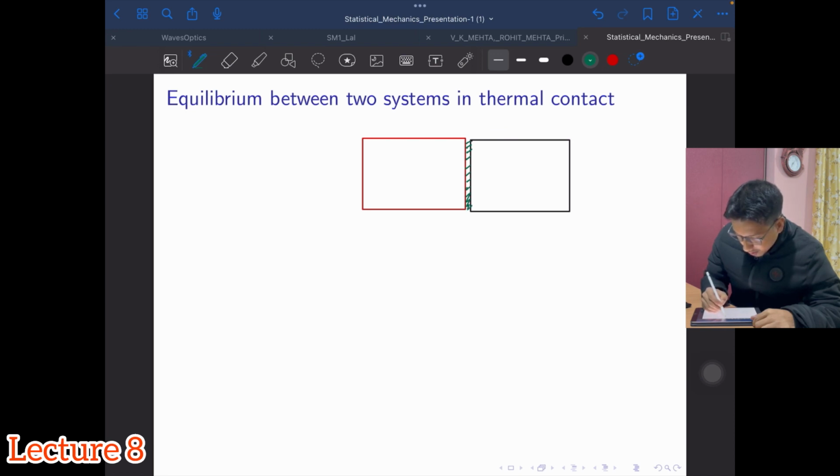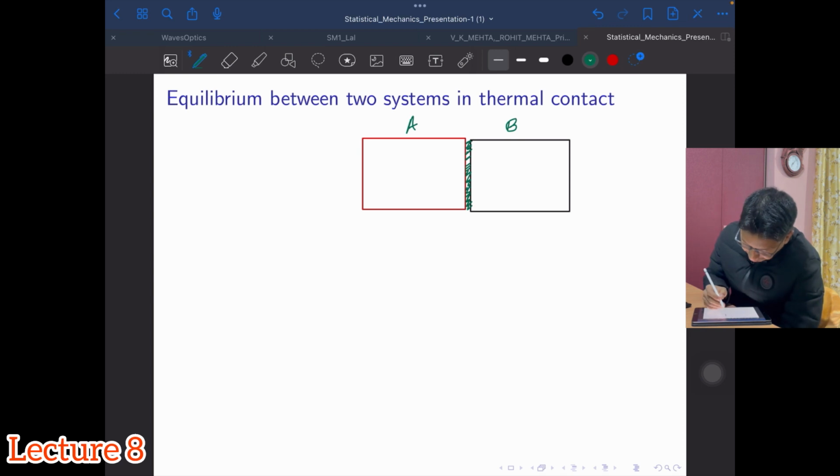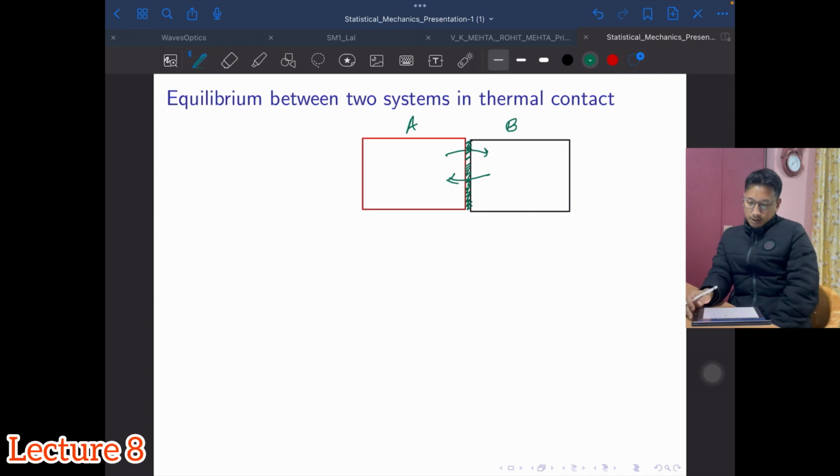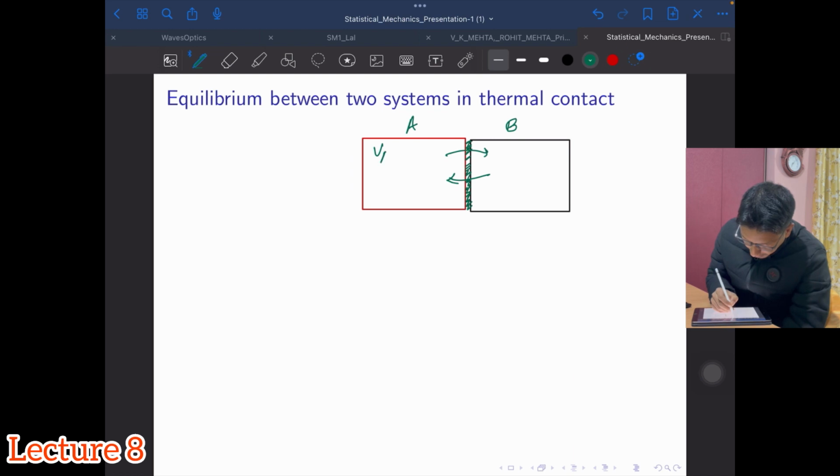So there is an exchange of energy in between these two systems. So let's say this is A, this is B, and then this is a diathermic wall. So there is an exchange of energy to reach equilibrium between these two systems. And system A has got, let's say, volume VA and number of particles NA. Okay, and energy, let's say, EA, and the system B similarly has got volume VB, number of particles NB, and then energy EB.